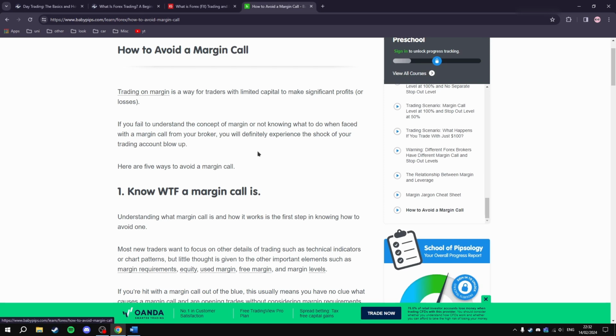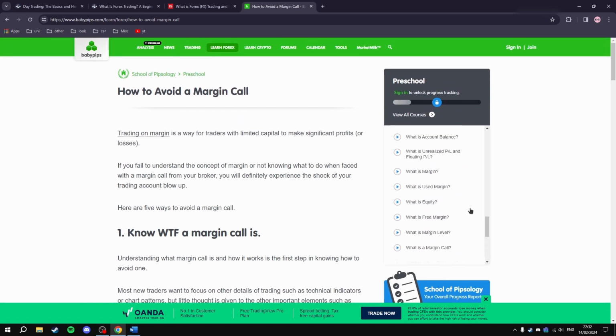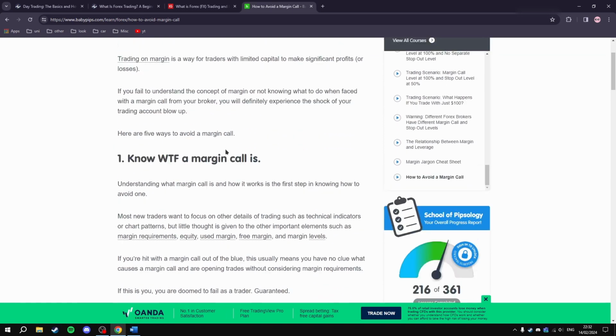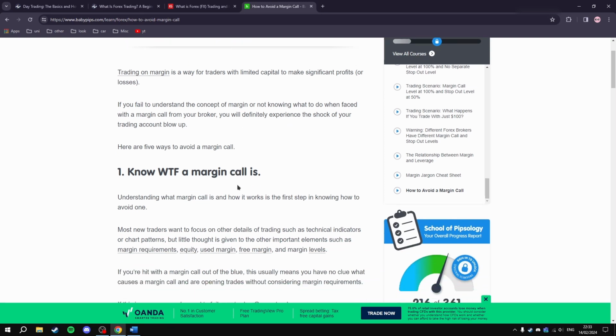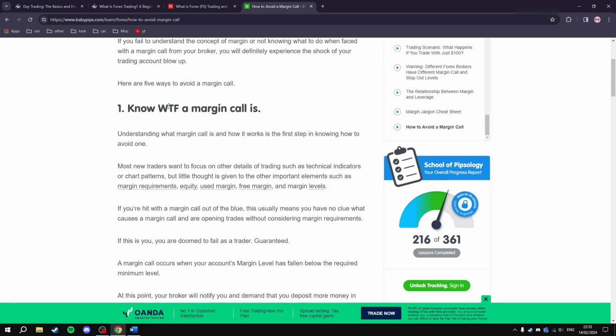Cool. How to avoid margin call. Trading on the margin is a way for traders with limited capital to make significant profits or losses. If you fail to understand the concept of margin, or not knowing what to do when faced with a margin call from your broker, you will definitely experience the shock of your trading account blowing up. Here are the 5 ways to avoid a margin call. Know what a margin call is. Understanding what margin call is and how it works is the first step in knowing how to avoid one.